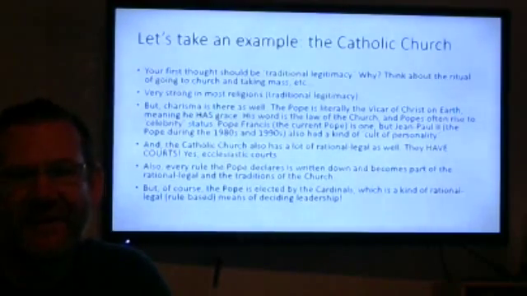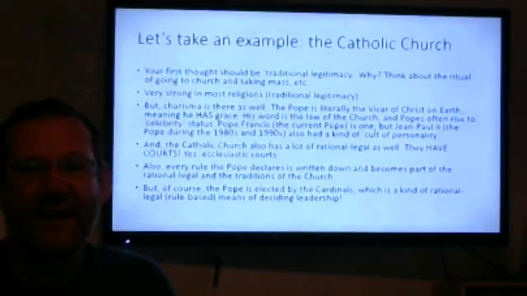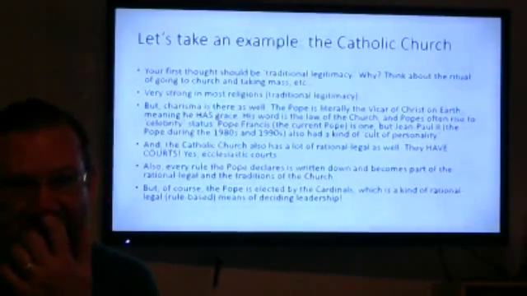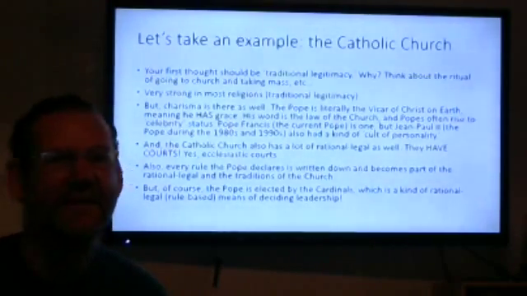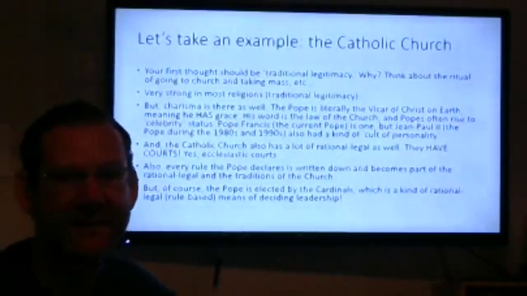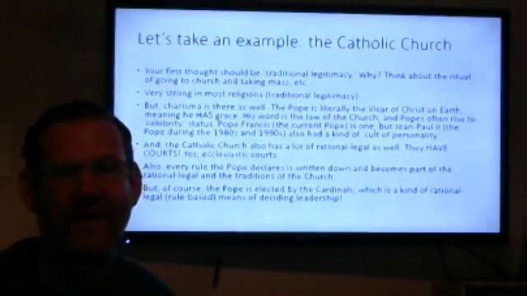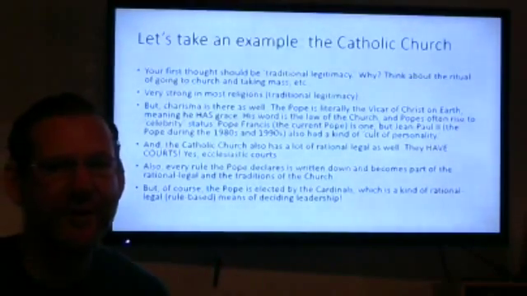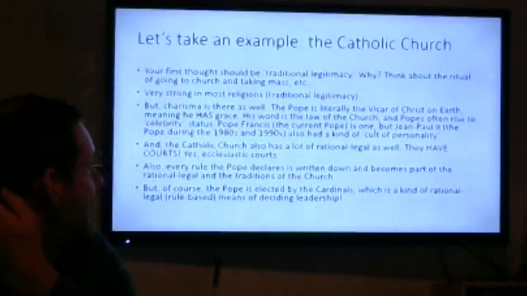Well, your first thought with any religious institution should be traditional legitimacy, right? And sure enough, there's a lot of that in any church, including the Catholic Church. Notice the ritualization of something like going to Mass. You do it because your parents did it because their parents did it. It's being passed down from time immemorial. It's highly ritualized, and you learn it in that ritualized setting. So that's a traditional kind of legitimacy.